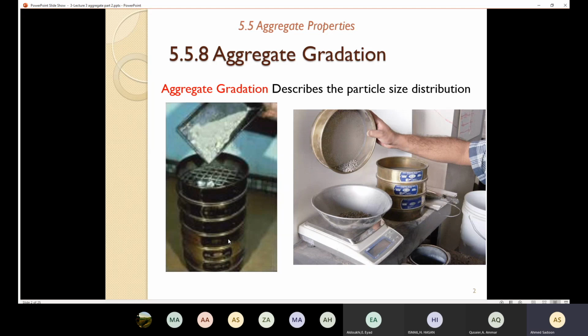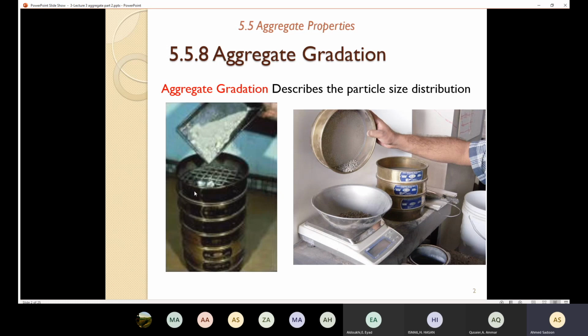Then we are going to take a representative sample of the aggregate. We are going to put it here, and then we are going to shake the series of the sieves, so that I can know the distribution of the aggregate. As a result, every aggregate is going to be retained on its own sieve.